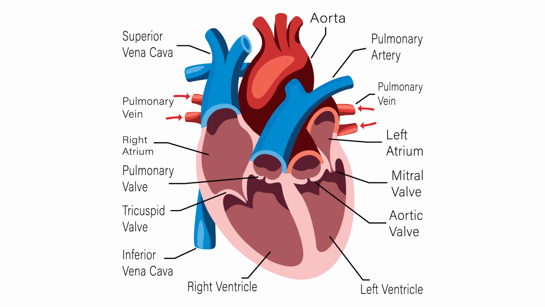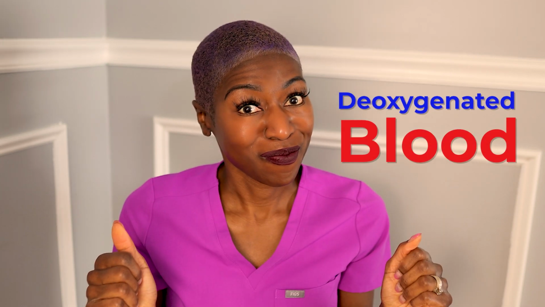Blood goes from the SVC to the right atrium. From the right atrium, it goes into the right ventricle via the tricuspid valve. From the right ventricle, it goes through the pulmonic valve, and from the pulmonic valve to the pulmonary artery. Just in case you didn't know, the pulmonary artery is the only artery in the body that carries deoxygenated blood. You learned that from me.